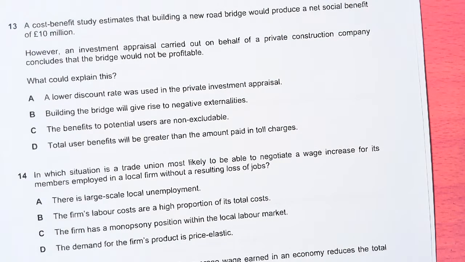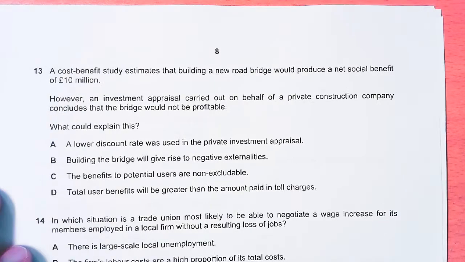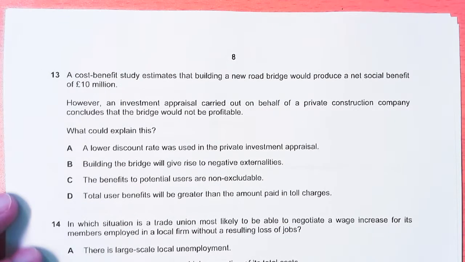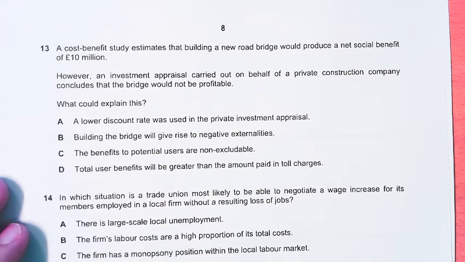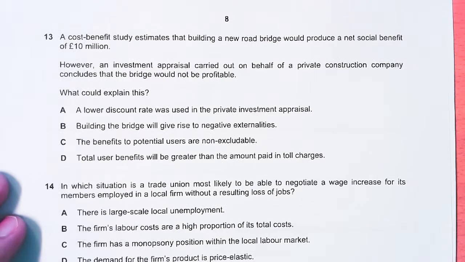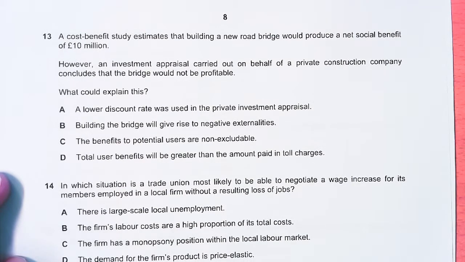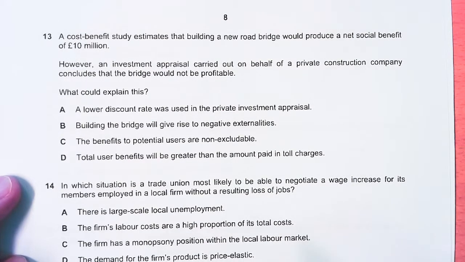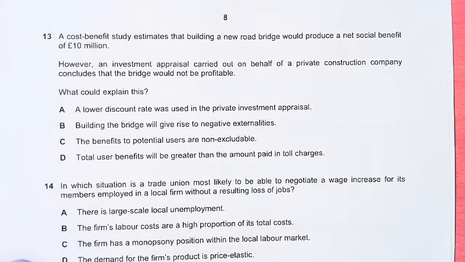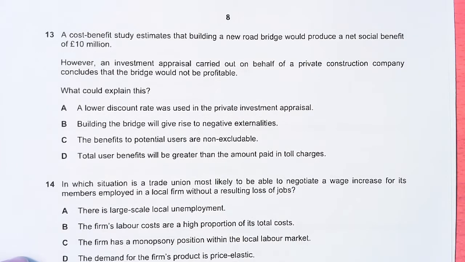Okay, right, number 13. So a cost-benefit study estimates that building a new road bridge would produce a net social benefit of £10 million. However, an investment appraisal carried out on behalf of a private construction company concludes that the bridge will not be profitable. Okay, so it's not going to be profitable. So why could this be?